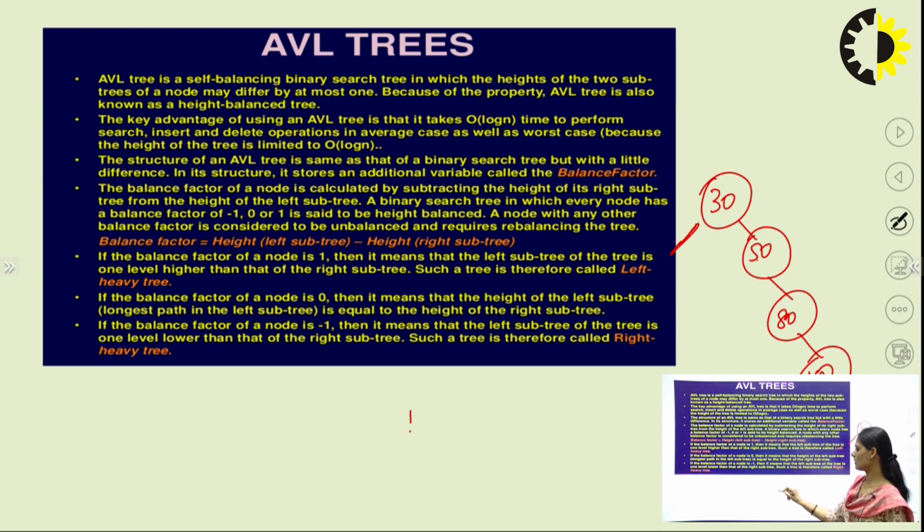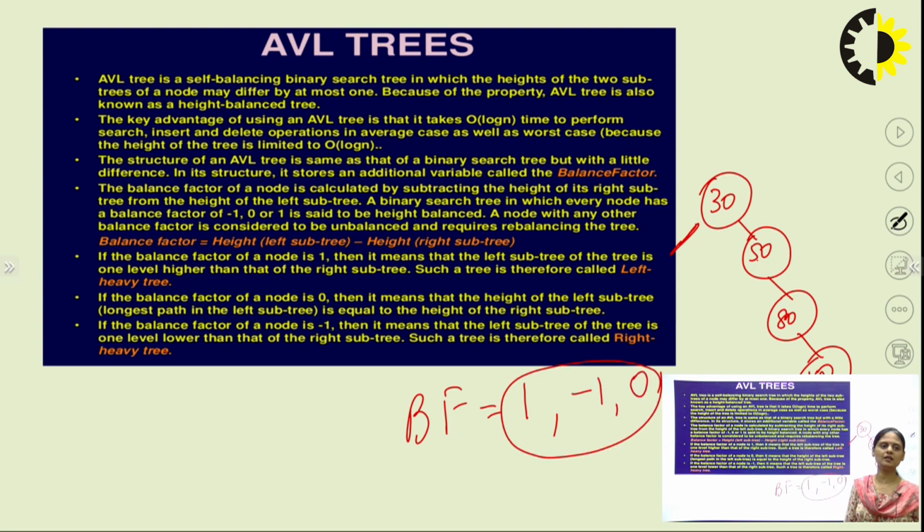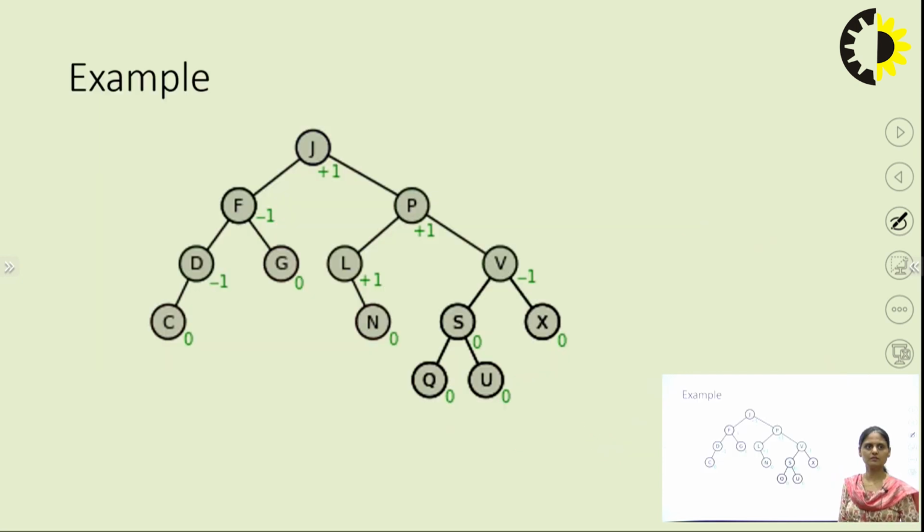If the balance factor is 1, -1 or 0, then we say that the tree is balanced and there is no need to balance this tree. But in case the balance factor is apart from 1, -1 and 0, then we say that this tree is not balanced and we need to balance this tree. So let's see how we can do this.